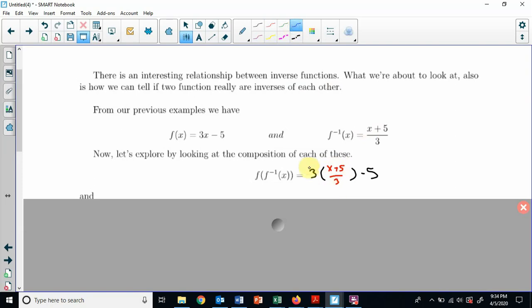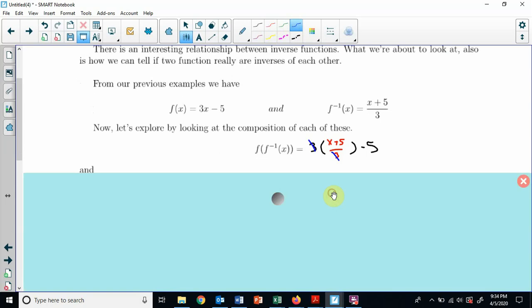Notice what happens. The 3 and the 3 cancel, right? And so, let's see. What am I left with? X plus 5 minus 5. What happens to the plus 5 and the minus 5? They go away. What are you left with? Just x. That's one of the really neat things with functions and inverse functions. When you compose them, everything will kind of kill itself off, and you'll be left with whatever you originally plugged in. You'll be left with just x, or if I did f of inverse of 3, you'll be left with a 3, or whatever you plug in there is left over.